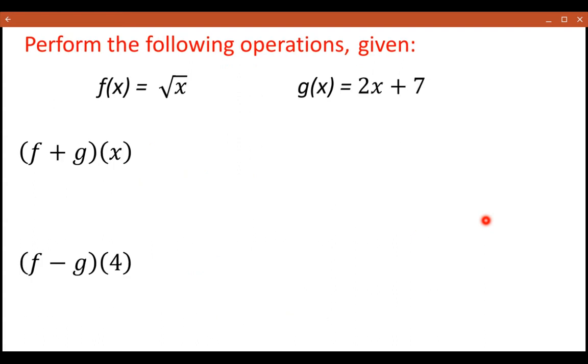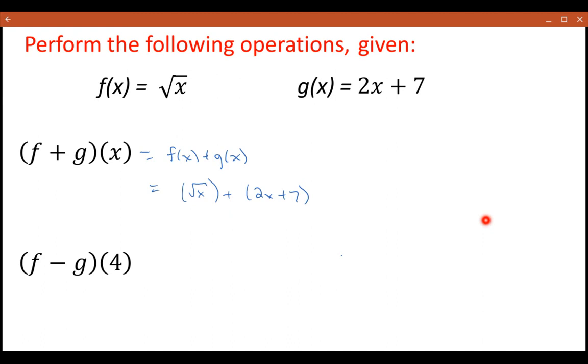All right, we've got one more set of examples here. This one is going to have the square root function. So in our first one, again, let's go ahead and write this as f of x plus g of x. And that would just become the square root of x plus 2x plus 7. Parentheses aren't really necessary in this one because it's just addition. And there isn't anything that you can actually combine on this either.